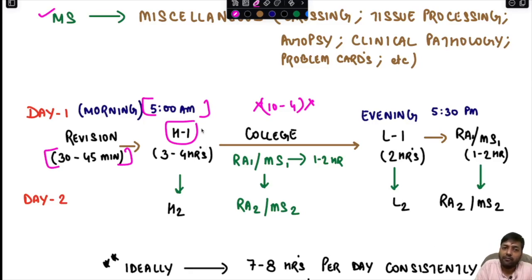So suppose the first day you have read general pathology, the second day you take the next subject, systemic pathology, or you might read 2-3 days of general pathology in continuity. After that you start reading systemic pathology in continuity. So that can alternate. That varies from person to person.